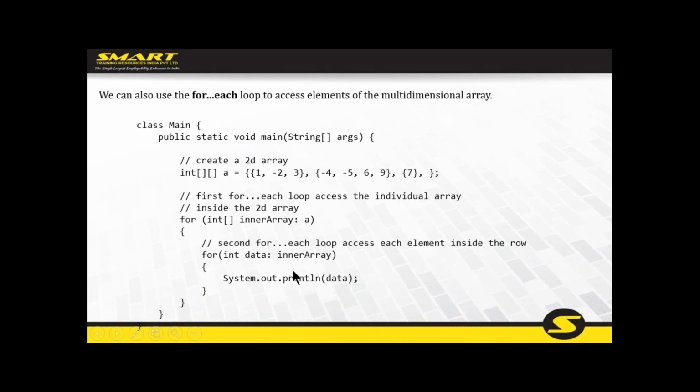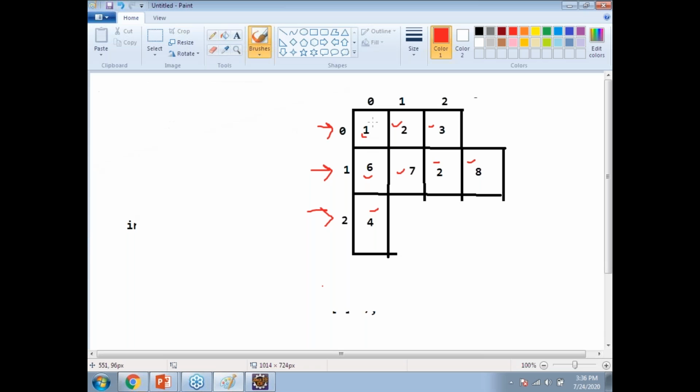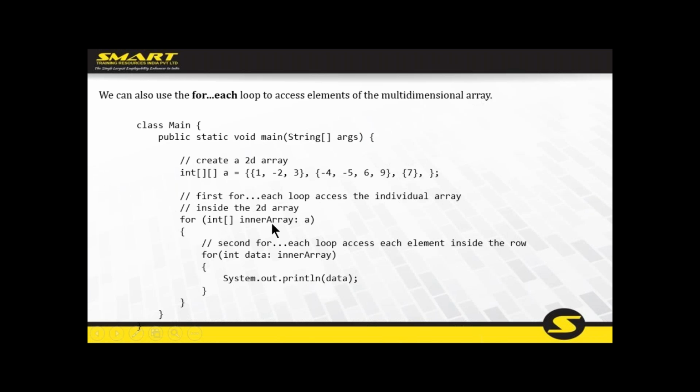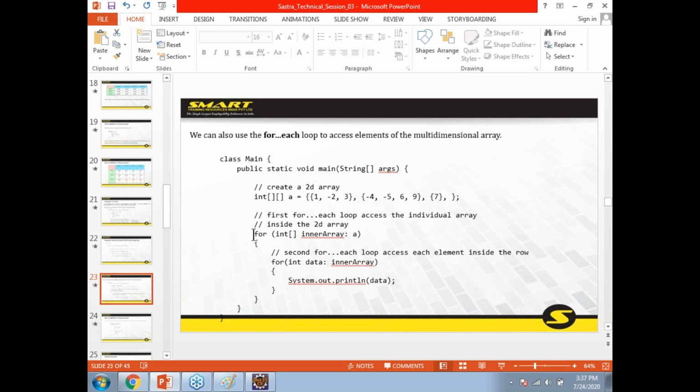So from that, I'm considering each element, and each element from this will be printed. First row. Then after that, we'll be taking the second row here. From this, it will move to the second row. Then from that row, we are printing each element. Next, it will go to the third row. From that, it will print this. Is it clear?